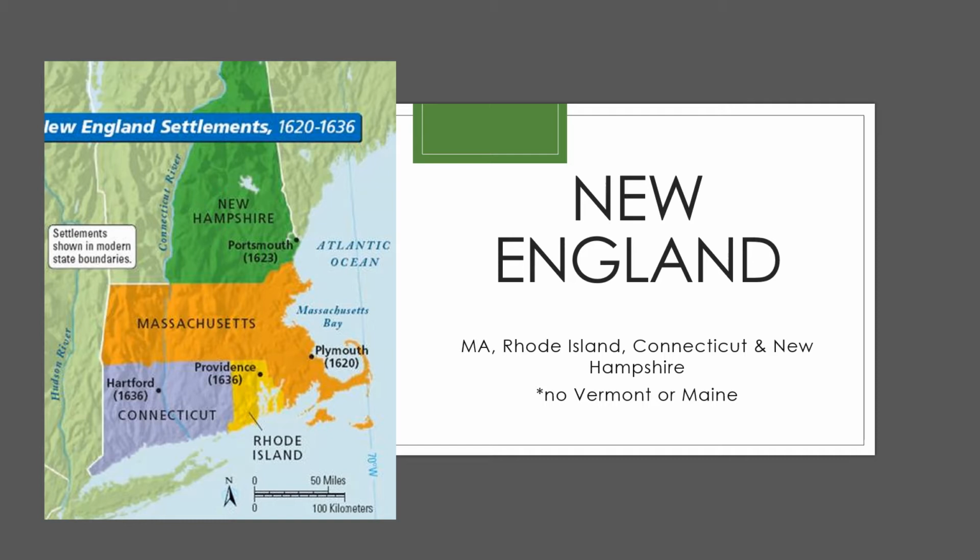Today there are 6 states that make up New England, but in colonial America there were only 4 colonies. So on your map, a lot of you probably made the mistake and you added Maine, but Maine doesn't exist until the 1820s. So our 4 colonies are New Hampshire, Massachusetts, Rhode Island, and Connecticut. We will spend most of the time talking about Massachusetts and Rhode Island.